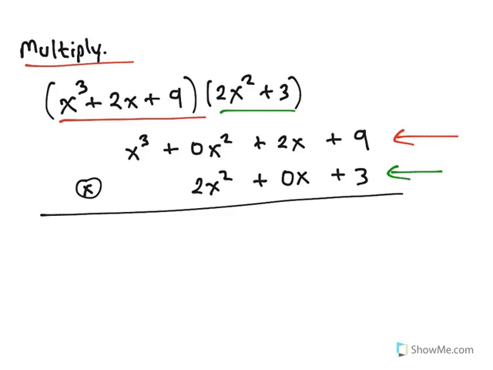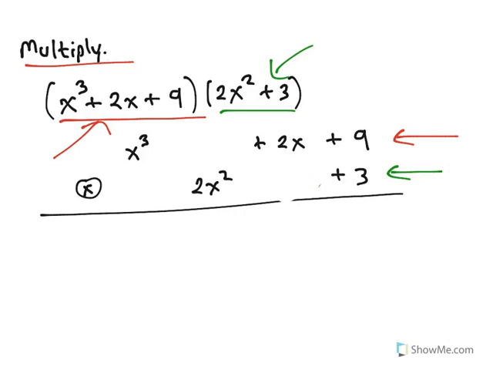And if you're missing a particular powered term from each expression, you can either write 0x squared, for example, for the missing second degree term from the first polynomial expression, and 0x for the missing first degree term from the second polynomial expression. Or you could alternatively just leave that blank. So either way is fine.